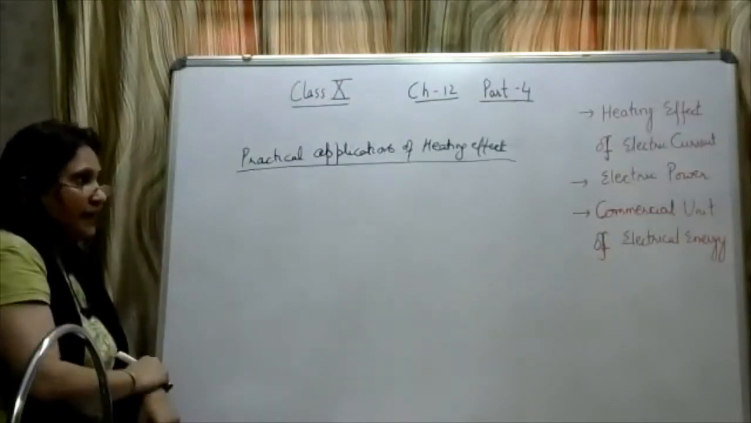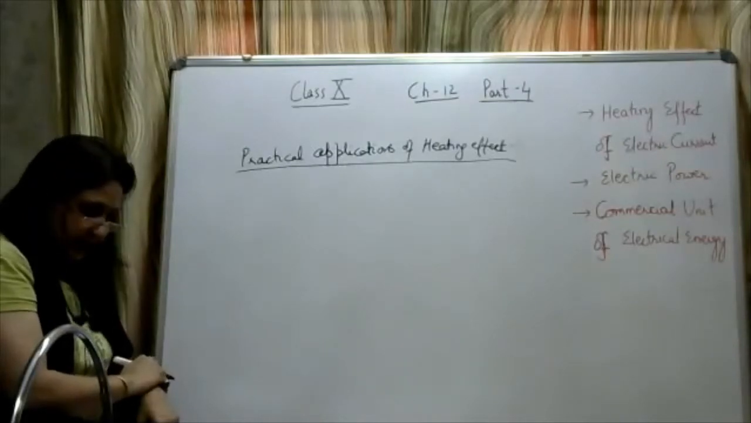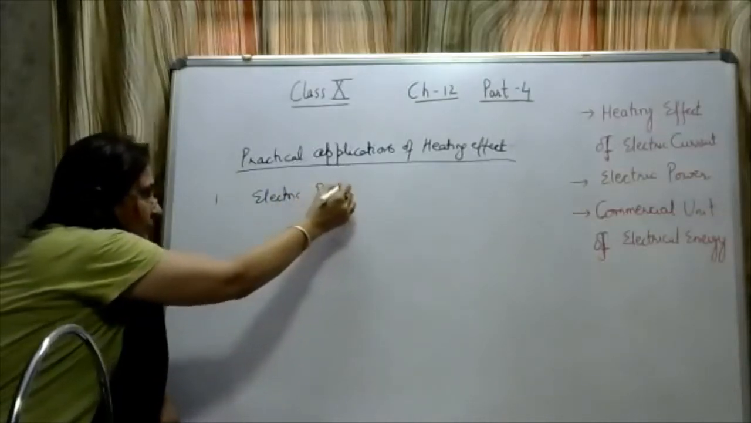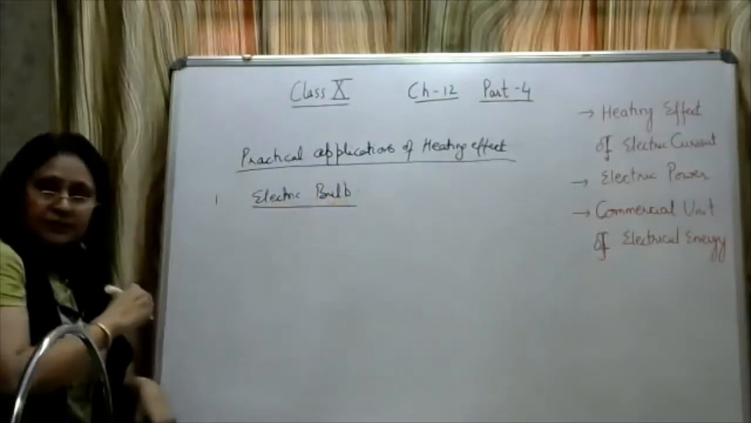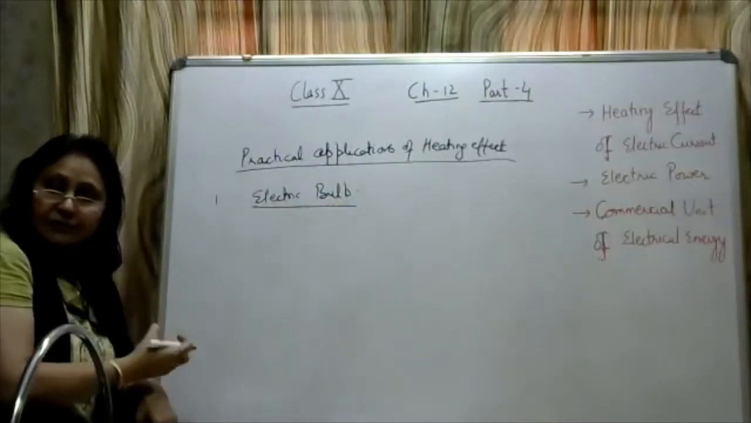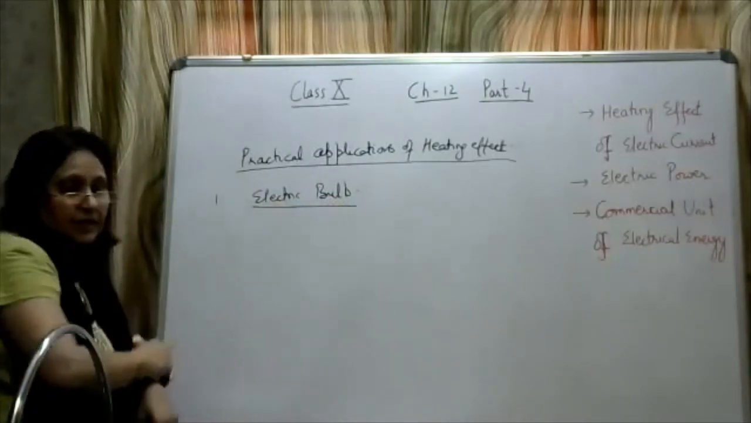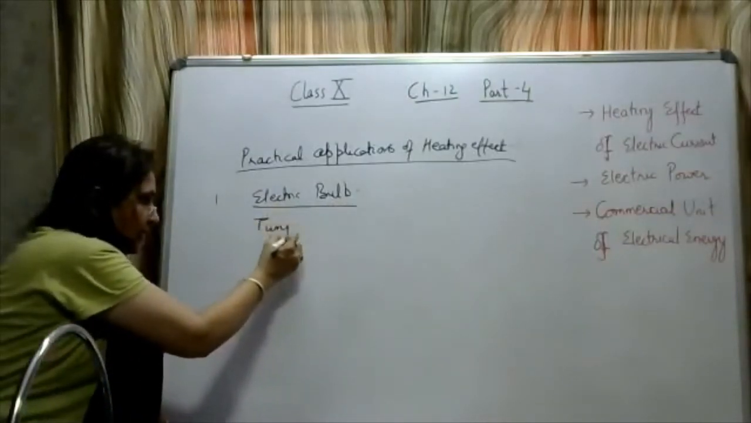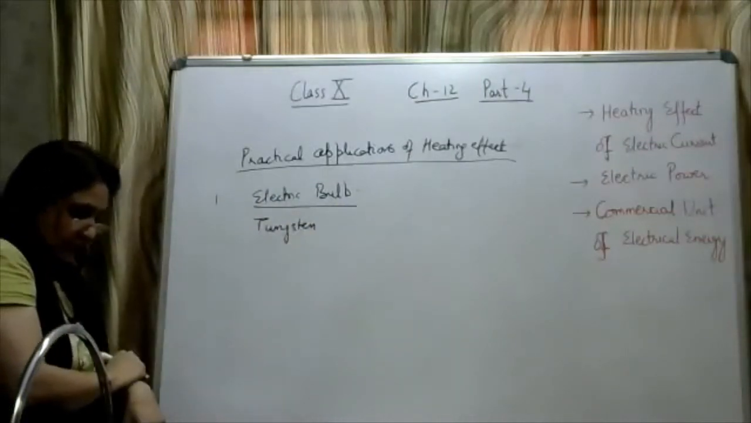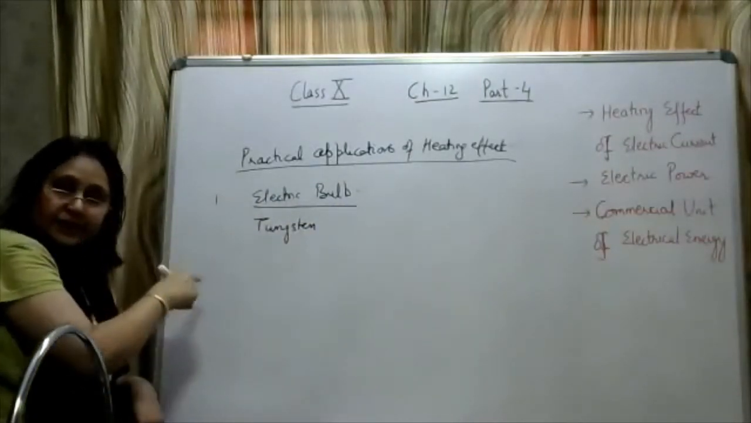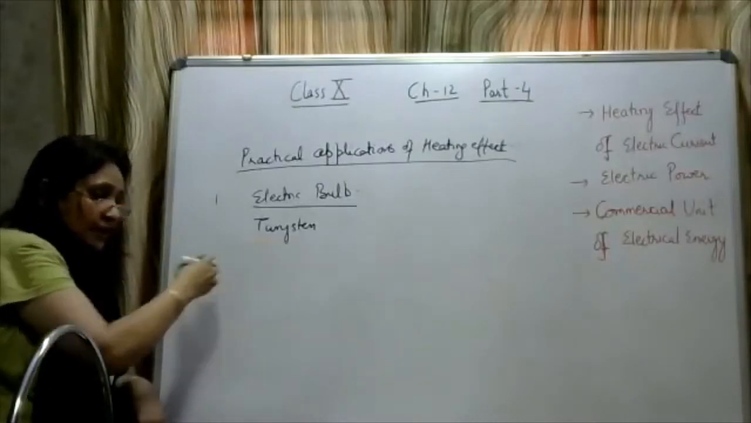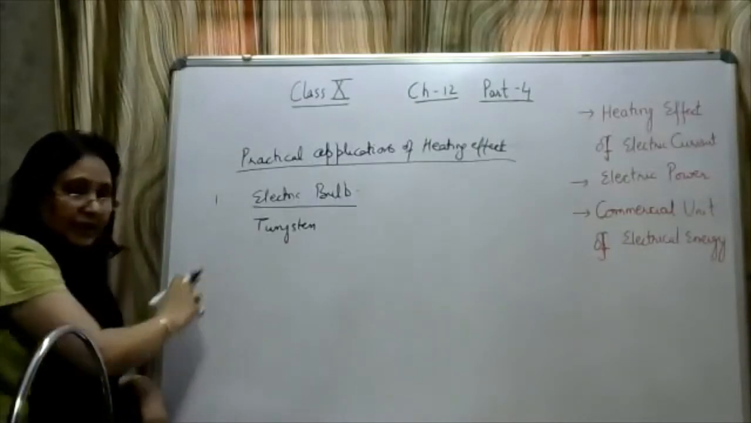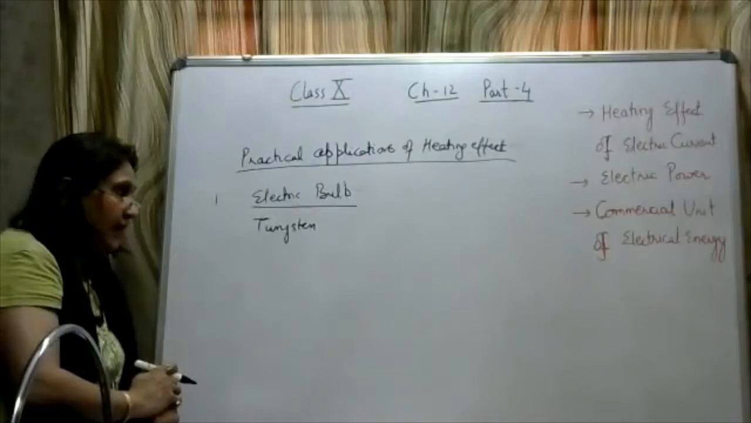Now let's discuss some practical applications of the heating effect of electric current. The first one is the electric bulb. In an electric bulb, there is a filament inside. This filament becomes red hot when the electric current is passed through it. It is generally made of a material known as tungsten. Here the electrical energy is converted into heat energy, and some part of it is also converted into light energy.